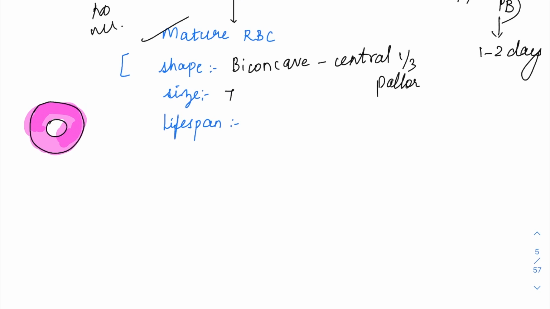And the size of the normal mature RBC is 7 to 8 micron, which is approximately the same size as that of a nucleus of a small lymphocyte. So in peripheral smear, whenever you have to compare the size of the RBC, whether it is small or large, you will have to compare it with the size of a normal nucleus of the small lymphocyte. Okay. And the lifespan of the RBC will be 120 days. So, this much we all know, right?